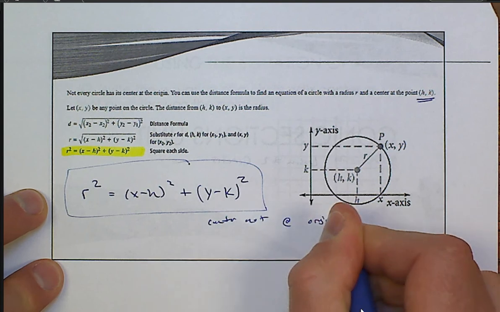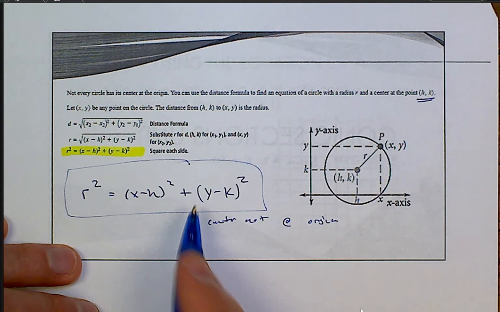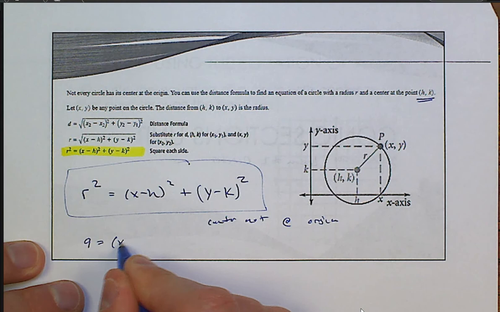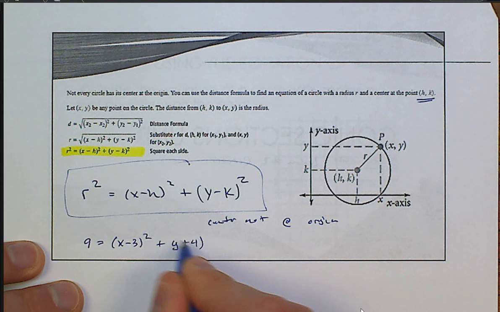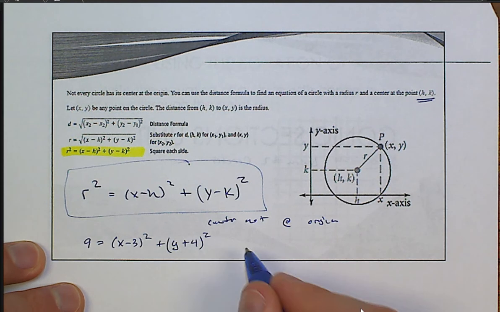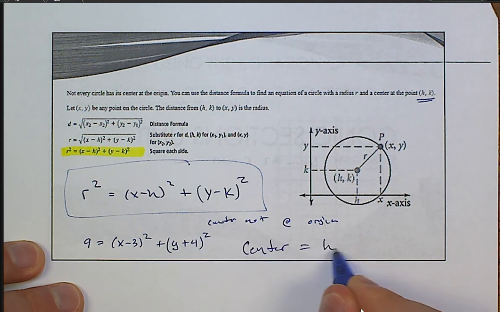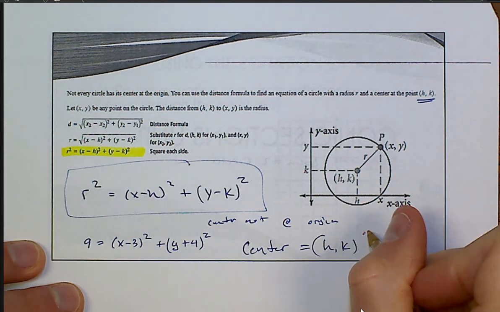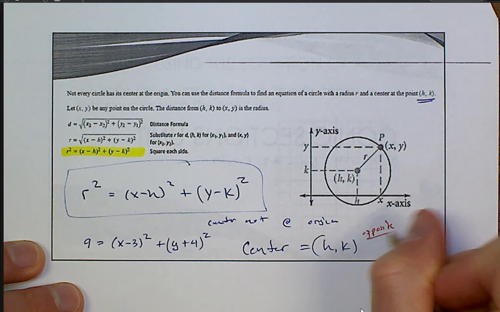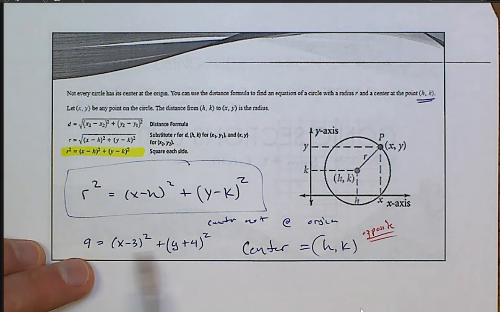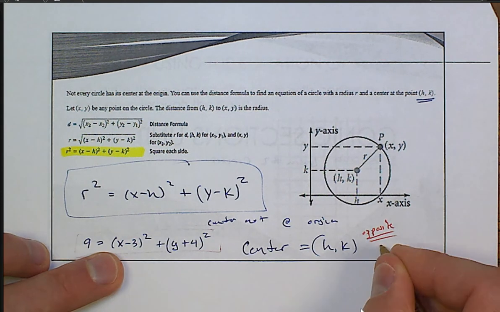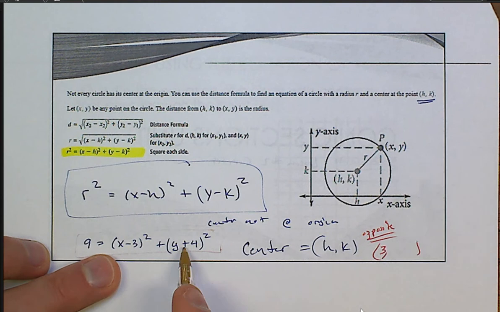Now, I want to give you a quick helpful hint here. If I said, okay, 9 equals x minus 3 squared plus y plus 4 squared, and I said find the center. Remember, the center is h, k. You've got to think opposite here. You've done this all year, really, when we've done any kind of translation. So what would the center of this circle be? It'd be at positive 3, because that's the x, comma, and since that's a plus 4, it would be negative 4.